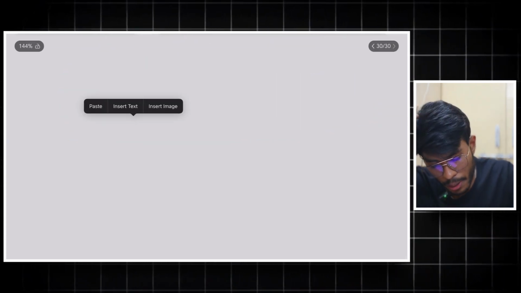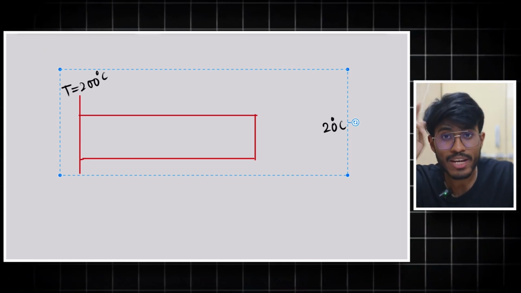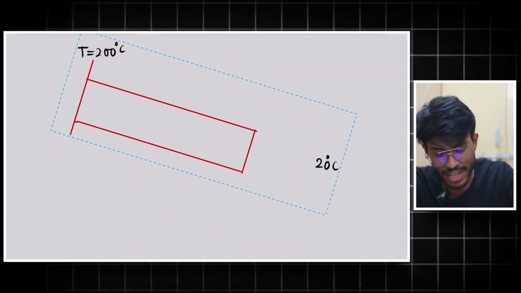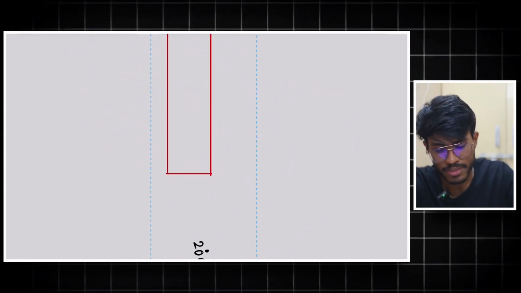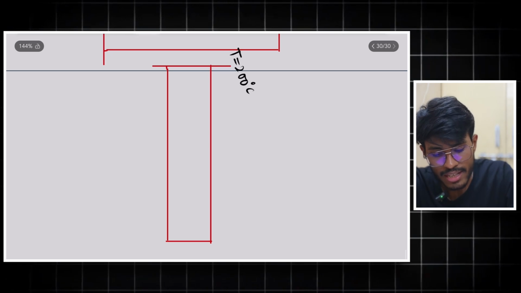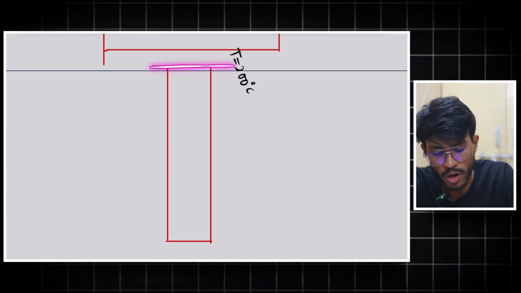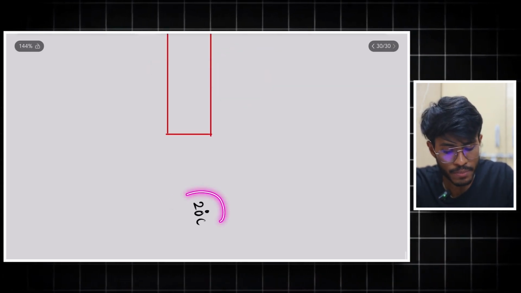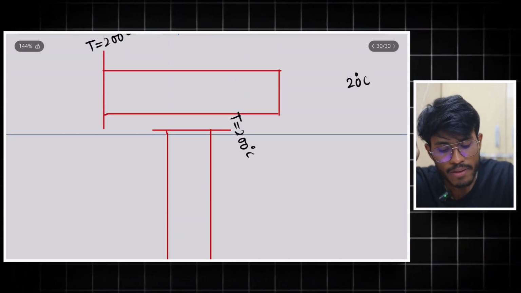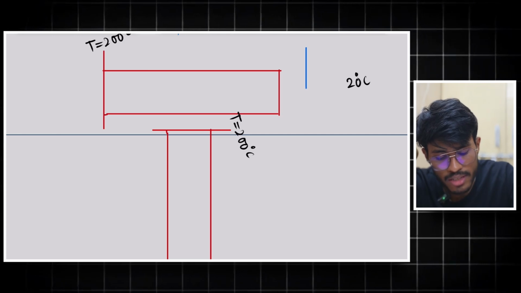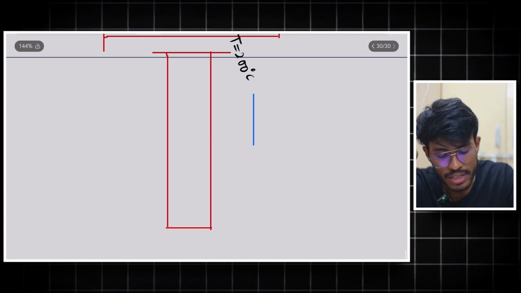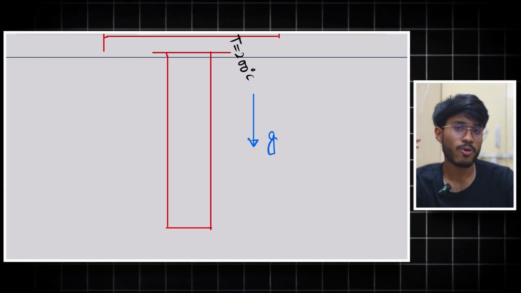So, this was your previous situation. Now, what you have to do is, you will turn it like this. So, it was like this, you have to turn it like this, upside down. Now, everything is same as that, okay? So, here at this point, I have T equal to 200 degrees Celsius and the air temperature is still 20 degrees Celsius. But now, the actual difference is that the gravity was like this in the previous case, the G, but now the gravity is like this, G, okay?